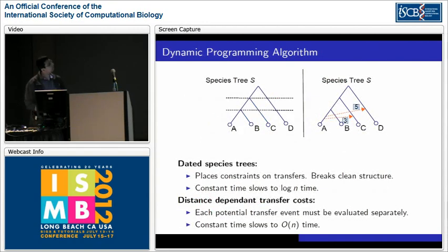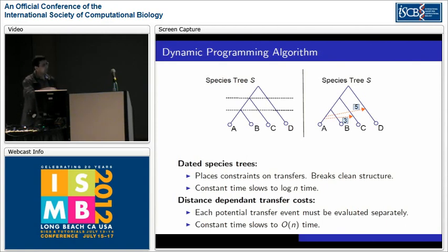So the extensions of this algorithm: for dated species trees, you have a date on each internal node of the species tree, and that restricts where transfers can happen. And so this kind of breaks the very clean structure that we are able to exploit to get our constant time speed for computing the values, and slows down to log n. And basically we have to make use of a dynamic range minimum query data structure and so on, which I won't go into right now.